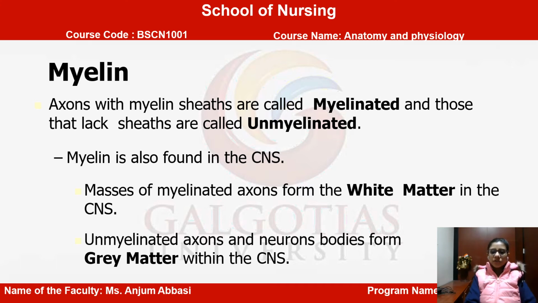Masses of myelinated axons form the white matter in the central nervous system. If you see the bulk of the myelinated axons in the neurons, it will look like white matter in the central nervous system, and unmyelinated axons and neuron bodies form the gray matter within the central nervous system. So whenever you are learning about the white portion and the gray matter in the central nervous system, the white portion represents the myelination of neurons, whereas unmyelinated neurons show the gray matter.